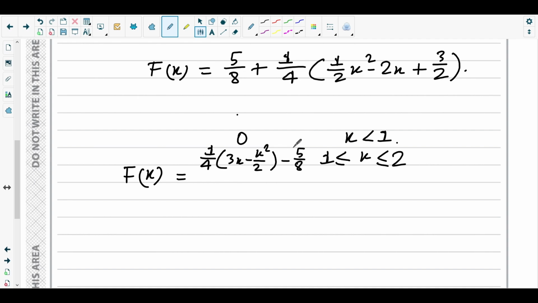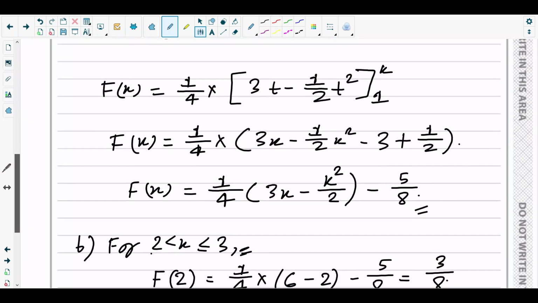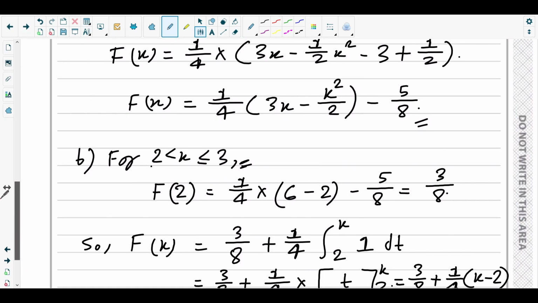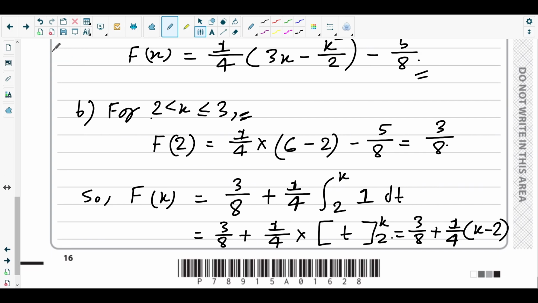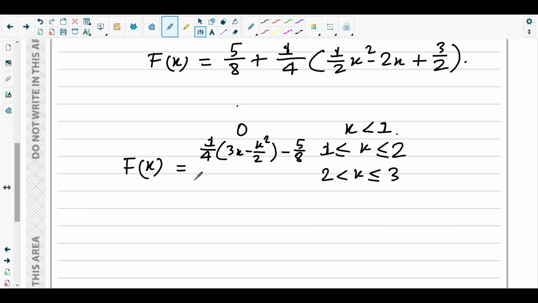And then for x greater than 2 and less than or equal to 3, the CDF equation we got is 3/8 plus 1/4 times (x minus 2). Then for x greater than 3 and less than or equal to 4, you can see it.